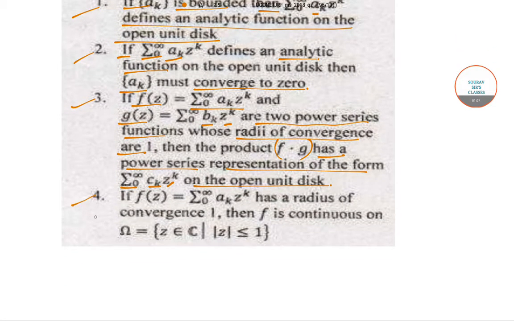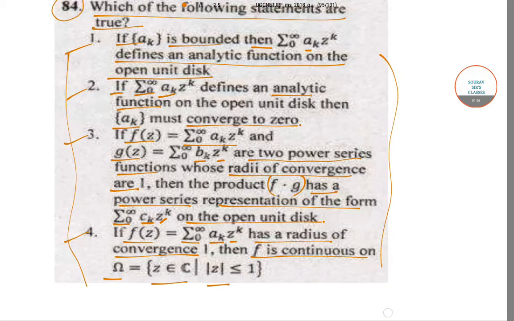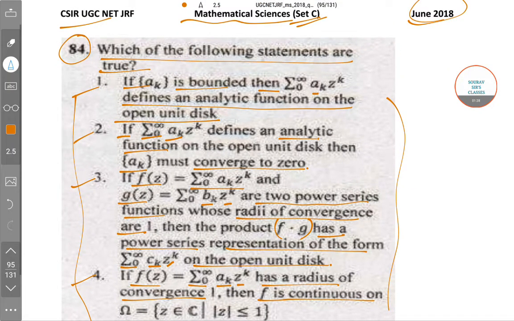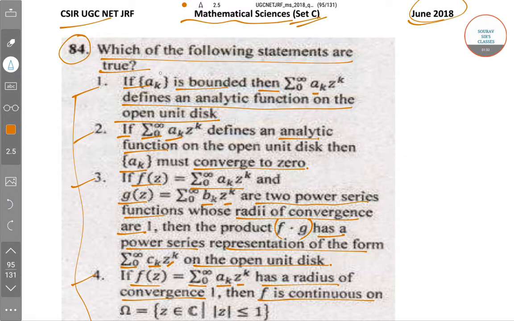And let us go to option 4. Option 4 is that if f(z) is equal to the summation from 0 to infinity of a_k z^k has a radius of convergence 1, then f is continuous on omega, where z belongs to C and mod of z is less than or equal to 1. So these are the four options that we have been given, and we need to check the truthfulness of these statements. Now in the first option, it has been given that a_k is bounded.